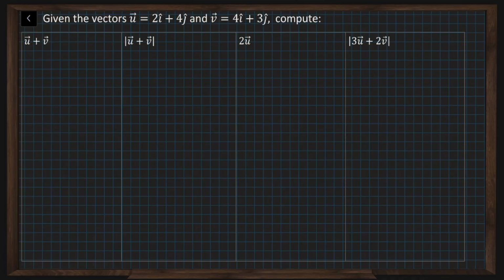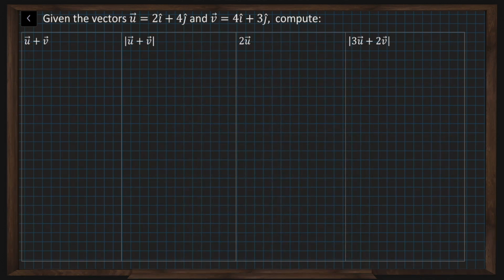Okay, we've had a look at how to scale vectors and how to add vectors. Now we're going to look at some problems just to practice the skills that we developed. So we have this problem that given the vectors u is equal to 2 times the unit vector i plus 4 times the unit vector j, and v is equal to 4 times the unit vector i plus 3 times the unit vector j, compute the following. We have u plus v, the magnitude of u plus v, 2 times u, and the magnitude of 3u plus 2v. So we begin with the simple vector addition.